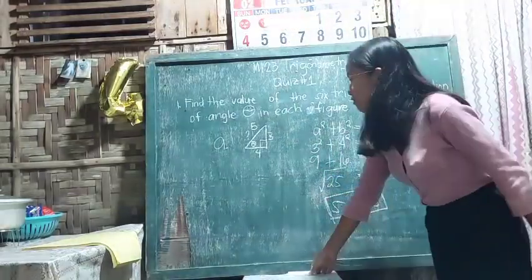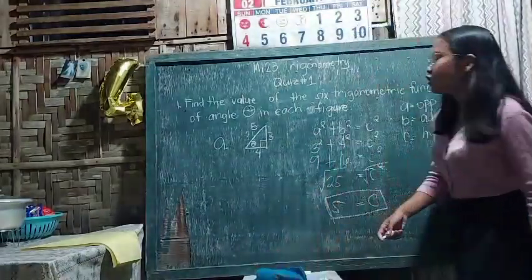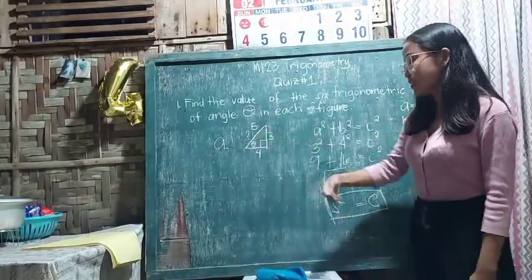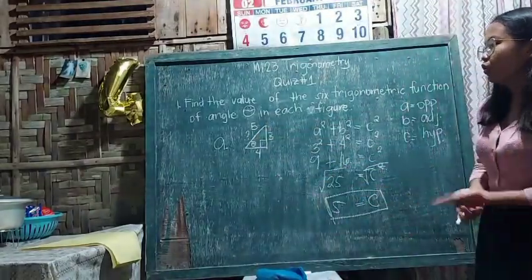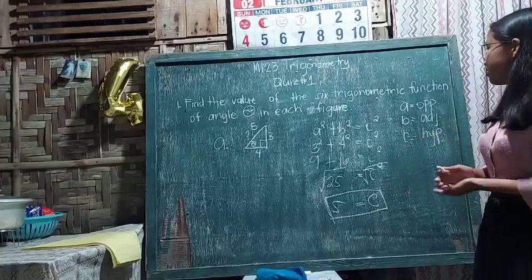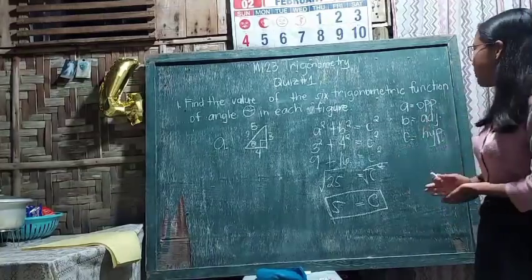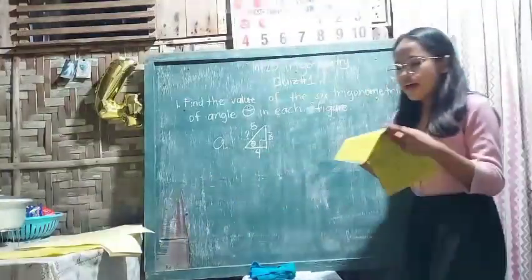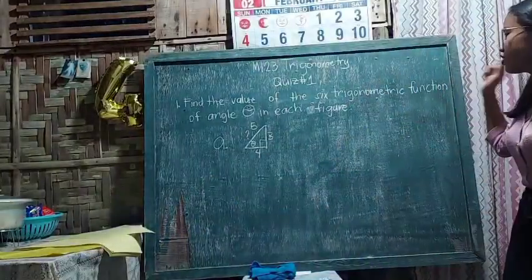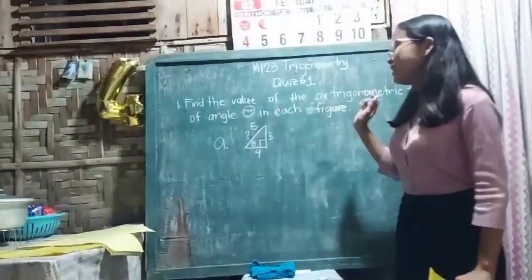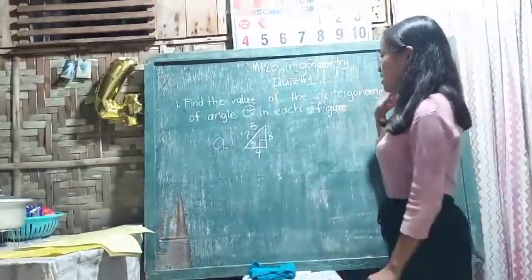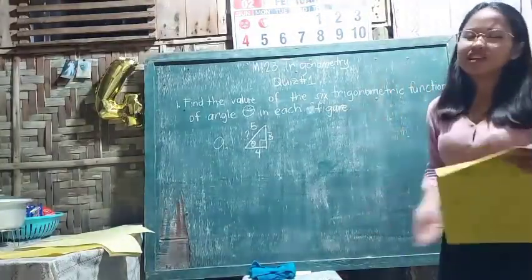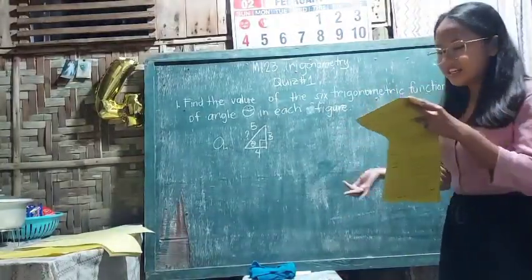So now that we found the value of our hypotenuse side, we can now look for the values of the 6 trigonometric functions of the angle theta. So it is the sine, cosine, tangent, cosecant, secant, and cotangent.